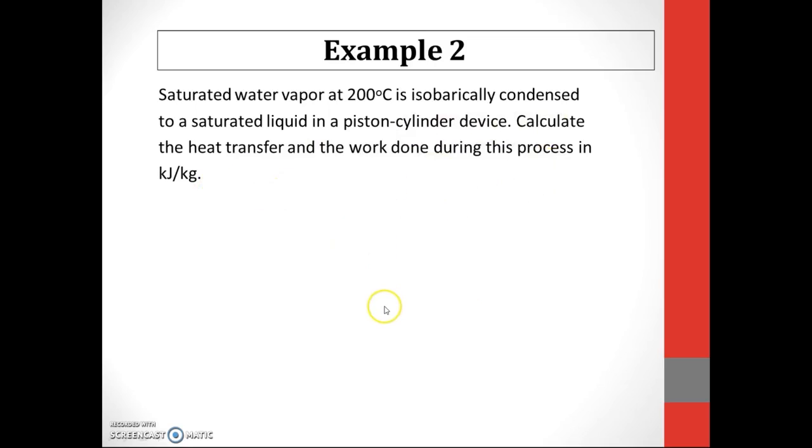So how to solve this? You need to identify the initial condition, the final condition, and the isobaric process. And identify what is the requirement of the question. You need to find the heat transfer and the work done.